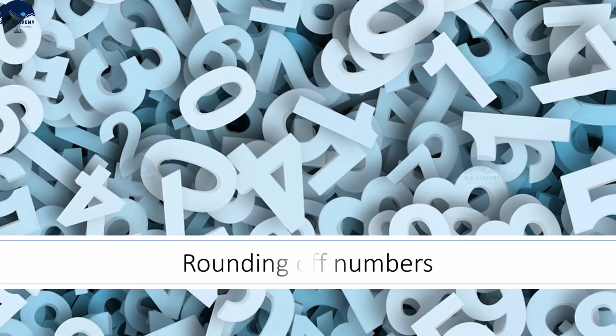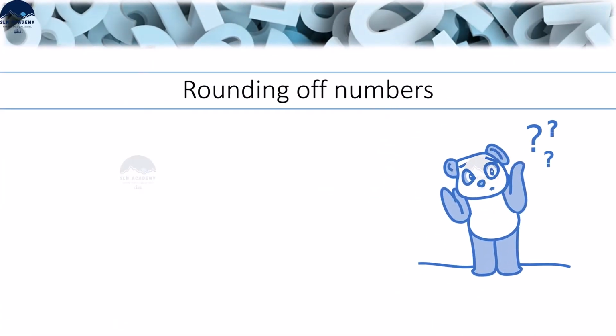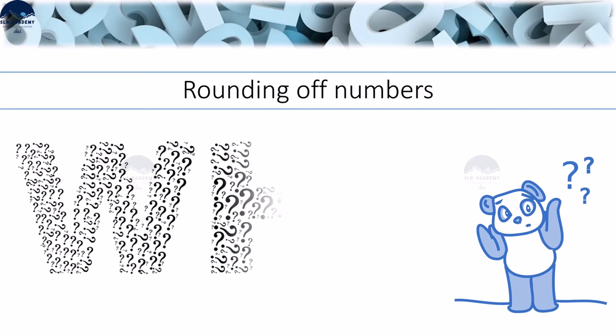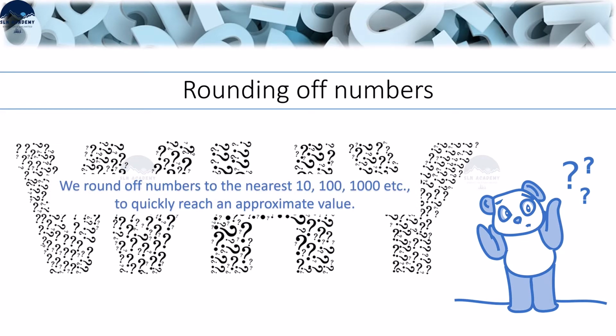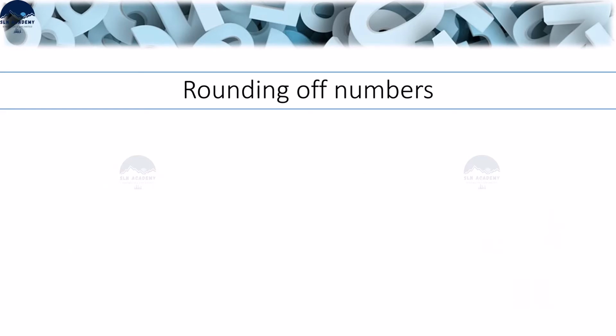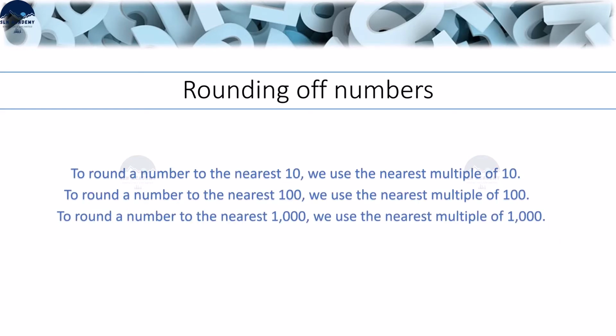Rounding off numbers. How do we round off numbers and why? We round off numbers to the nearest tens, hundreds, and thousands, etc. to quickly reach an approximate value. In this video, let us talk about rounding to the nearest tens, how to round to the nearest hundred, and rounding to the nearest thousand, etc.